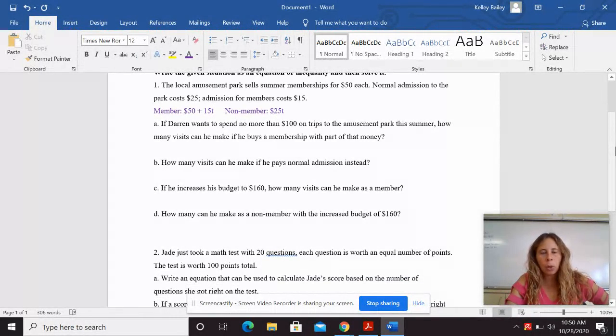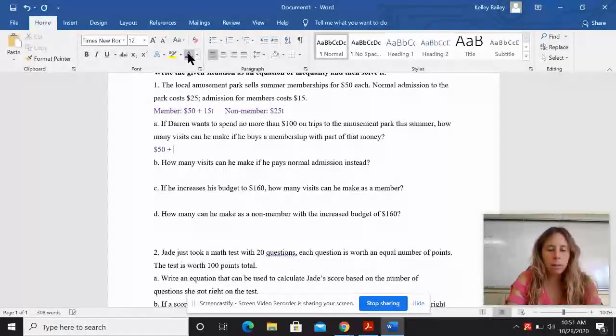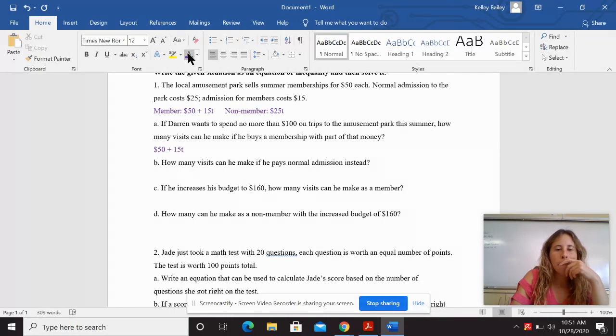Okay. Cool. So if Darren wants to spend no more than $100 on trips to the amusement park this summer, how many visits can he make if he buys a membership with part of that money? Okay. So he's buying a membership. So are we dealing with this one or this one? The first one. Okay, so I'm going to go ahead and write this down. So Darren, $50 plus 15T. And then am I going to put equal to $100?